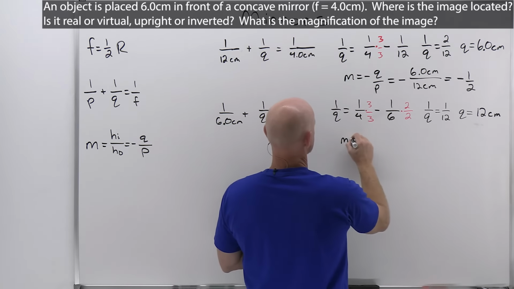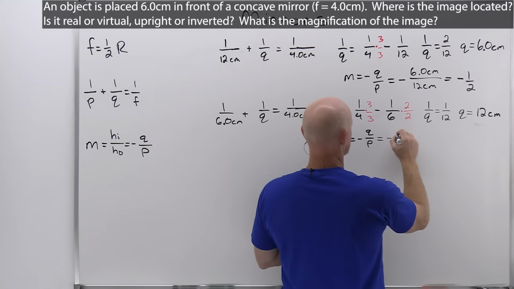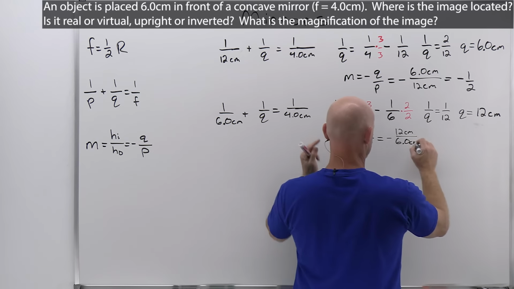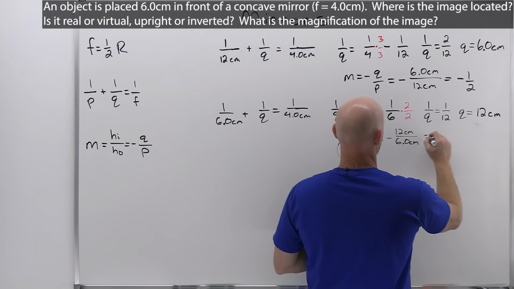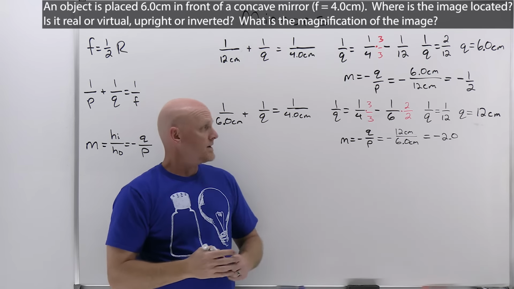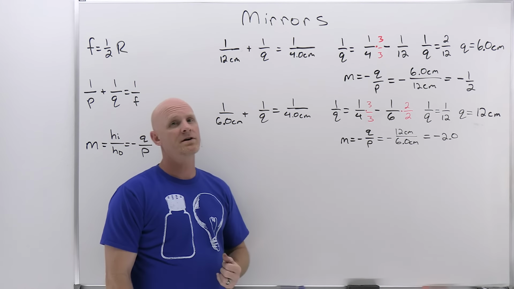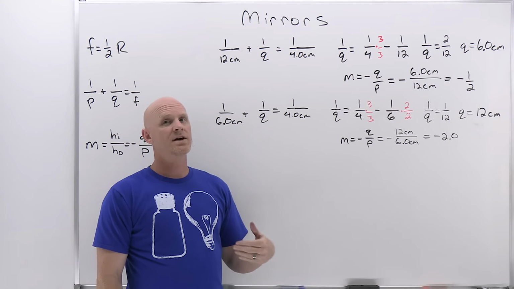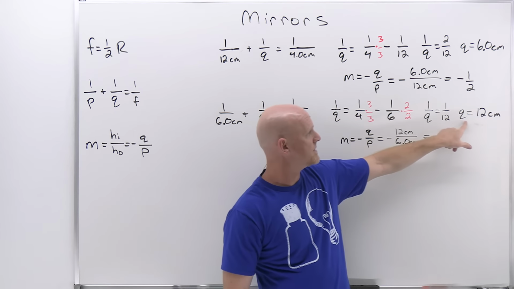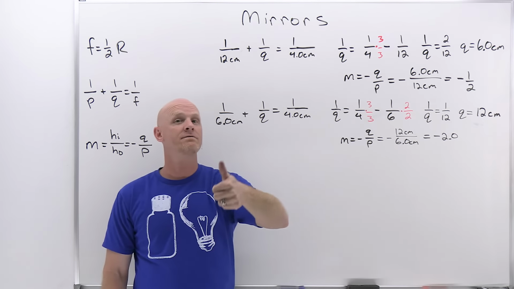Your magnification is equal to negative q over p, which in this case is going to be negative 12 centimeters over 6 centimeters, which is going to get us negative 2. All right, so once again, we are still further than the focal distance on a concave mirror. So we should still get a real inverted image. And so we can see that. With Q being positive, that's a real image. With the magnification coming out negative, that's an inverted image.